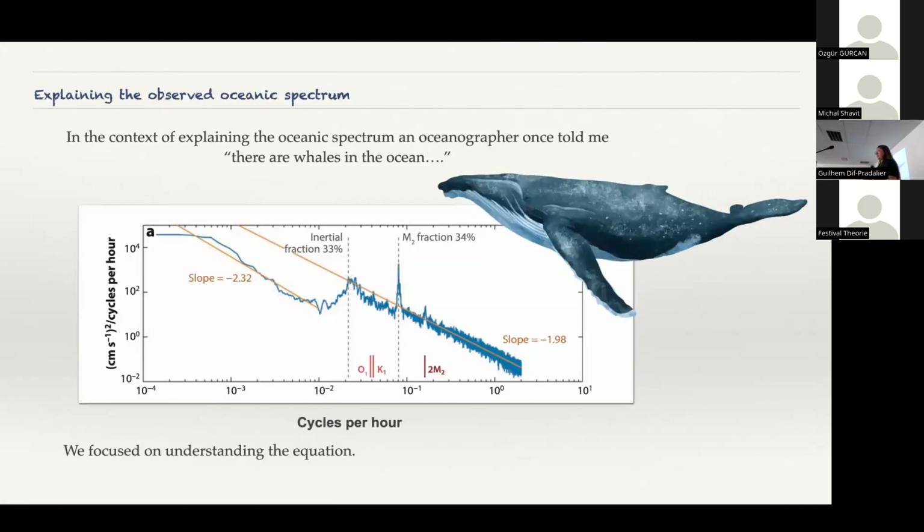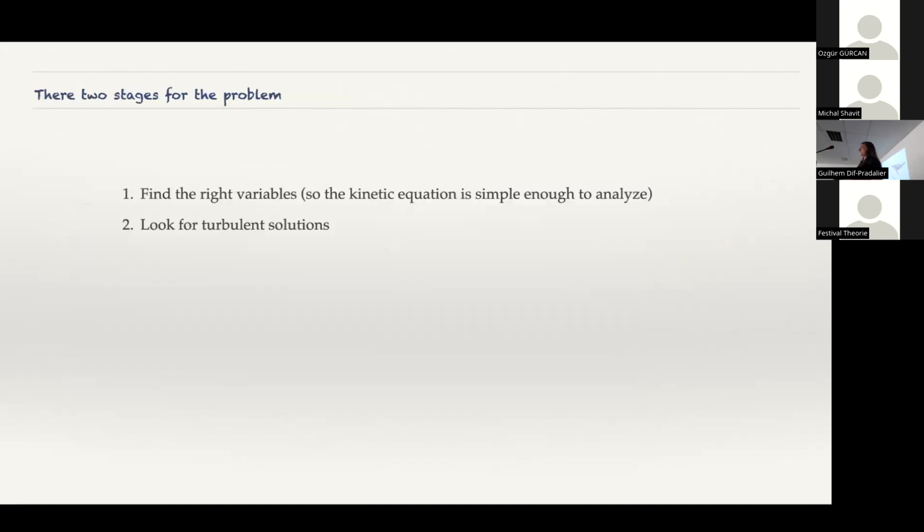So when we started working on this problem, I had a conversation with a famous oceanographer, whose name I will not tell, but what he told me is that there are whales in the ocean, and he's not sure that a nice Boussinesq equation can really describe what is happening in the ocean. So we were not trying to do that when we started to work on the problem. We were much more modest, and we said, okay, we just want to see what the 2D Boussinesq equation looks like and what it's going to give us.